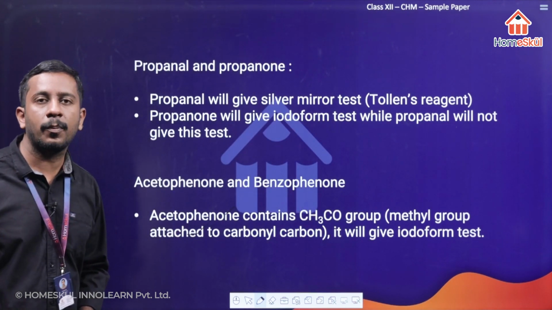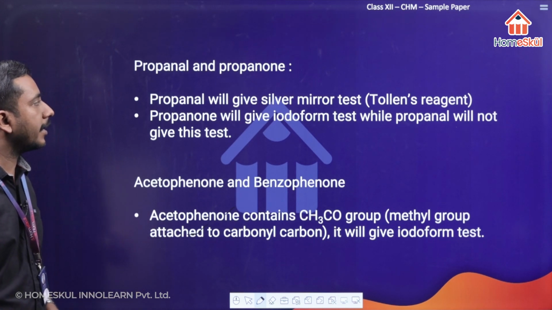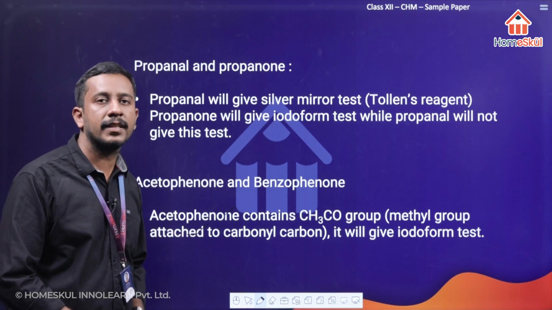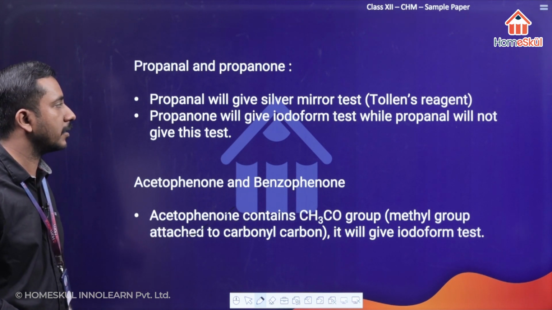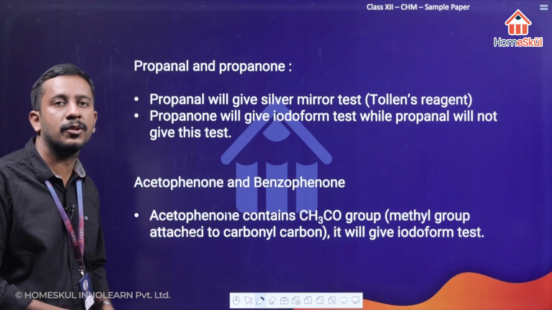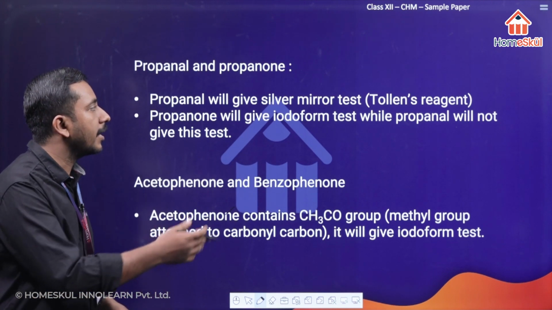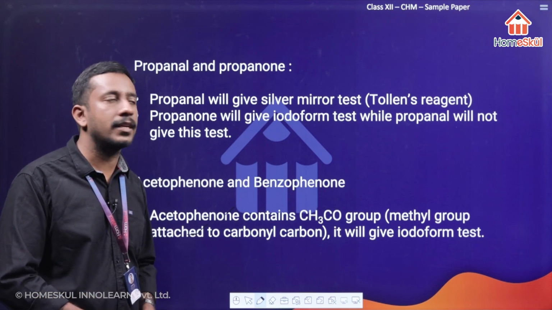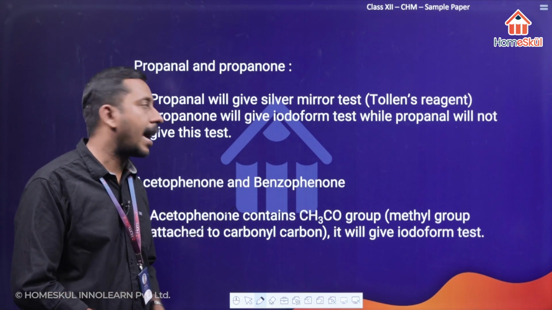So to distinguish between propanal and propanone, that means an aldehyde and a ketone: if you take the case of the aldehyde, propanal, that will give a silver mirror test. That is, it will give a positive test with Tollens' reagent, that is ammoniacal silver nitrate. Whereas propanone will give you the iodoform test, whereas propanal will not give the iodoform test. So that is how we could differentiate between an aliphatic aldehyde and an aliphatic ketone. That means the Tollens' reagent test, that is the silver mirror test, is given only by an aldehyde and not by a ketone, whereas the second test, the iodoform test, is given by the ketone but not by the aldehyde.